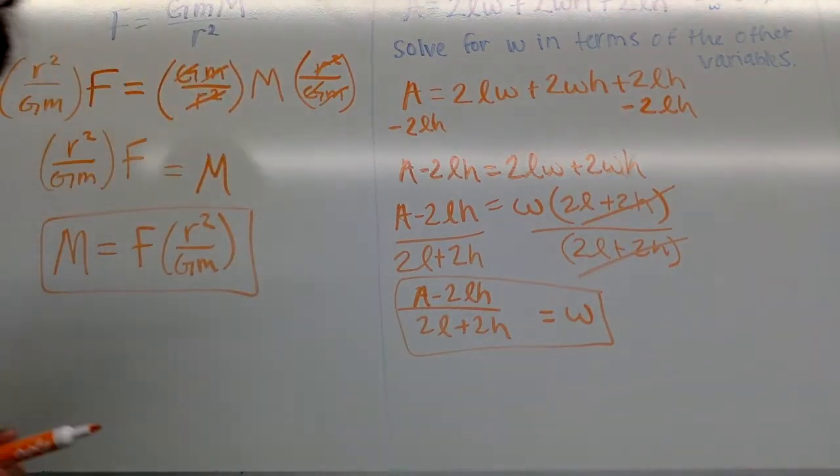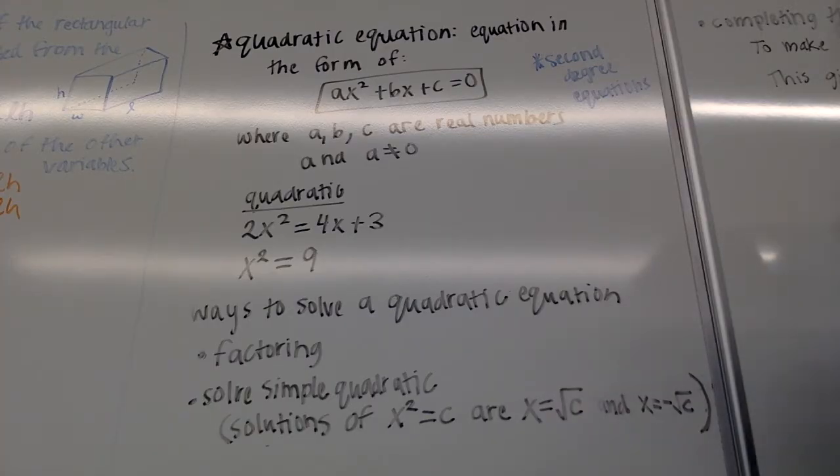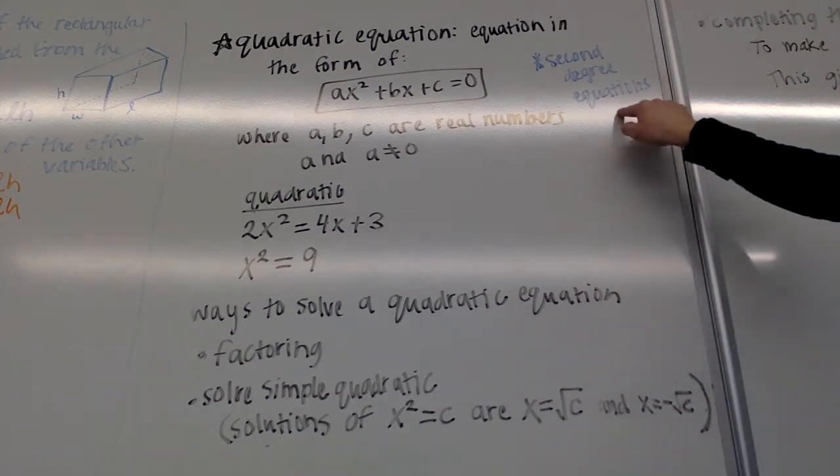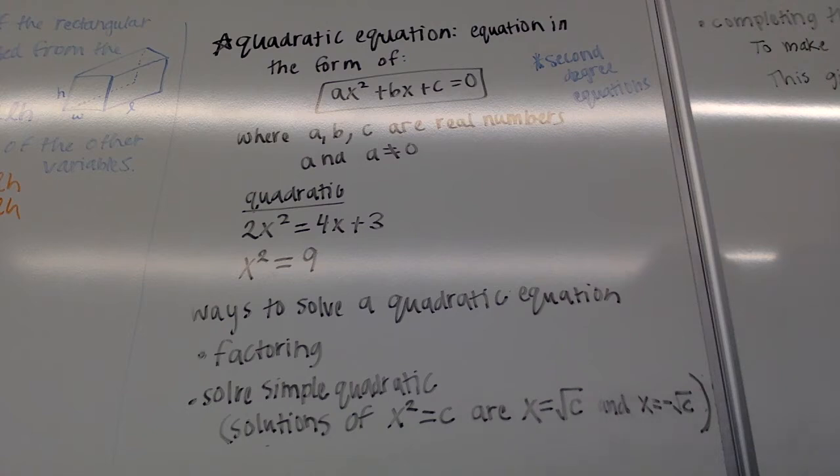That's the answer there. Okay, we can do some more notes now. Time to give the definition of a quadratic equation, which is an equation in the form of ax squared plus bx plus c equals 0. And if you'll see my note over here, this is a second degree equation, so it has to have an x squared as the highest degree. Okay, so a, b, and c are real numbers, and a is not equal to 0.